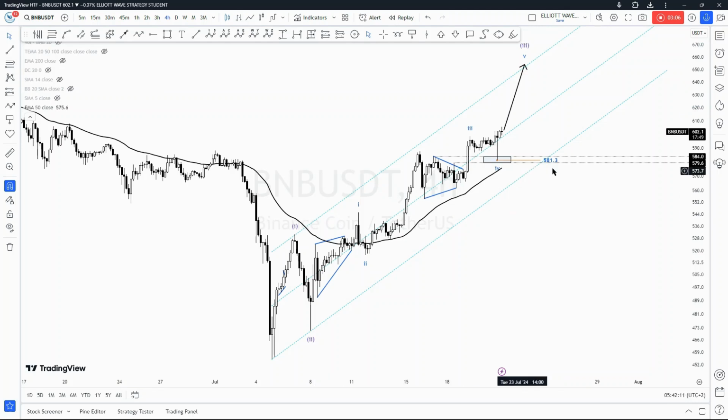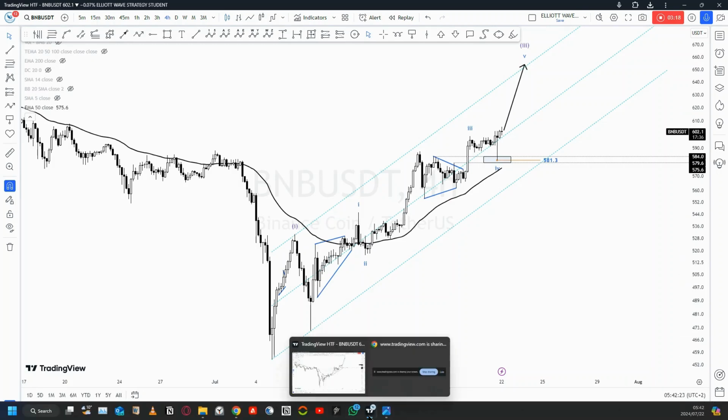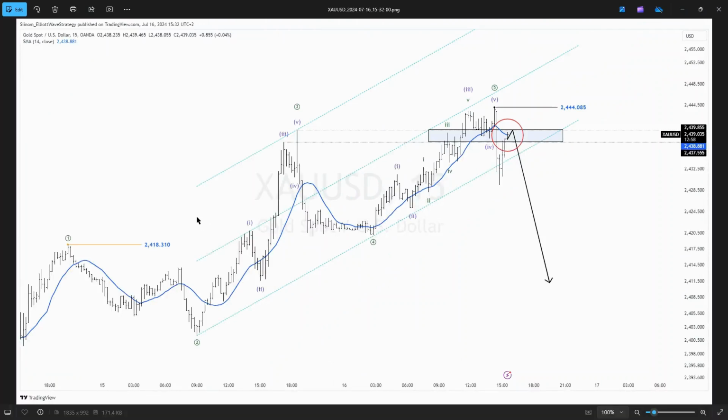So our invalidation level is 581.3 US dollars. But what I was on about was the double bottom formation on the moving average, of which here in Binance we had the 50 EMA. But look here, we have gold against the US dollar, where we had the 14 SMA. The same double bottom formation. We saw it here on the SMA. And what happened next? A bullish move to the upside.